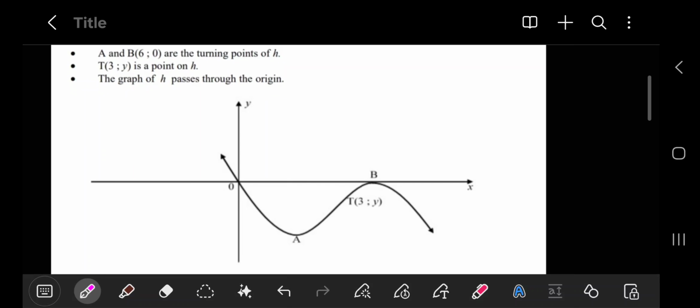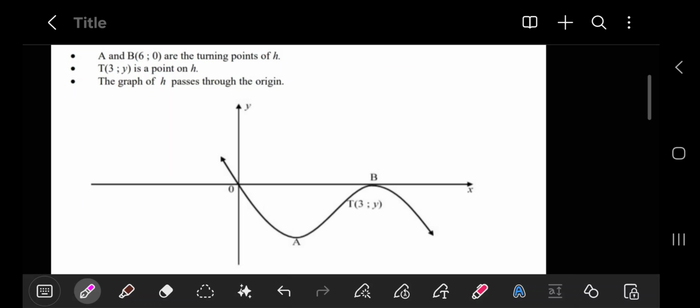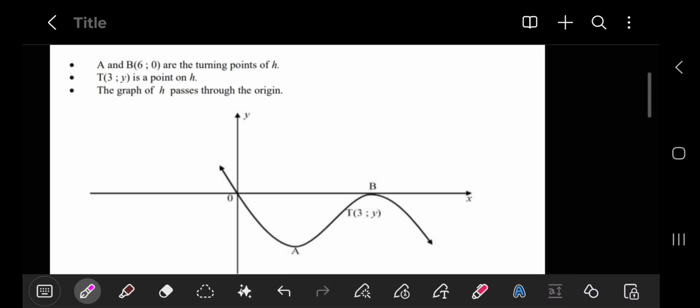A and B, which is 6 and 0, are the turning points of h. If we look at it, we don't know the coordinates of A, but we have been given B, so let's fill that in on our diagram. Those are the turning points, so clearly we can see that A is the local minimum and B is the local maximum.